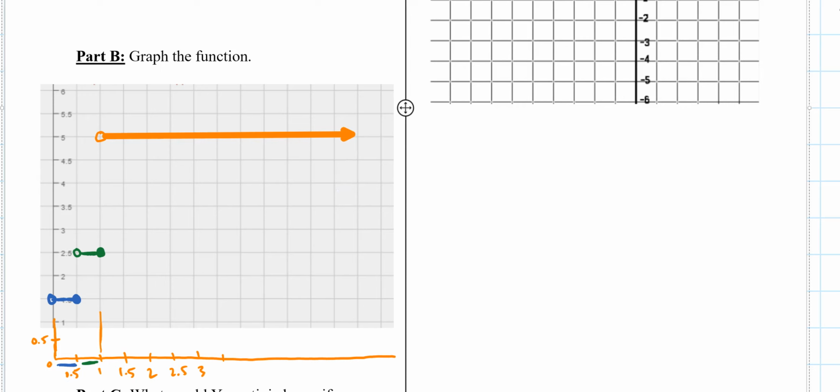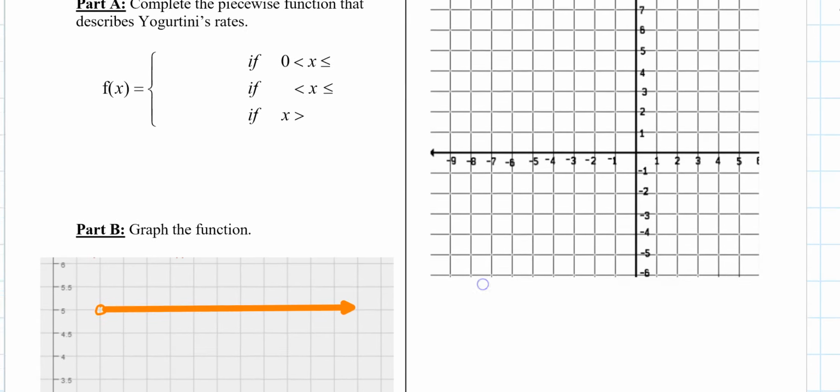I have 3 horizontal lines, one going from 0 to 0.5 at the 1.5 for the y value, one when y is 2.5, where we're between 0.5 and 1, and then we're up here at y equals 5 when we're greater than 1. So now let's write the inequality.